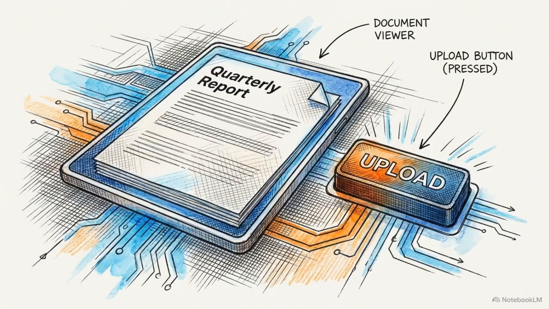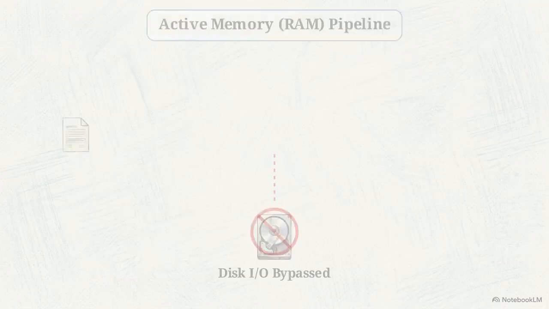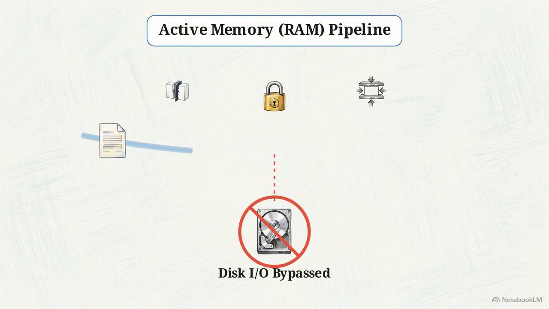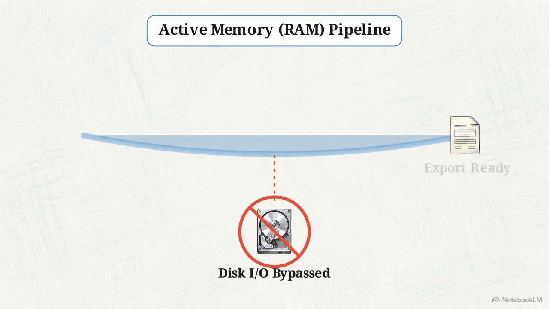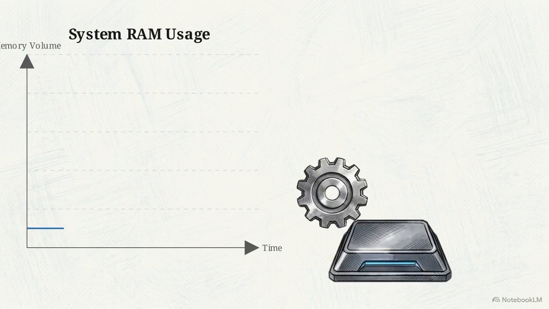Version 2.0 introduced stateful processing to the interface. A user uploads a document into the server's active memory once, applies multiple distinct manipulation tools, and exports the final result, eliminating the repetitive disk read and write cycles of intermediate downloads. This reliance on active memory demands rigorous resource management.